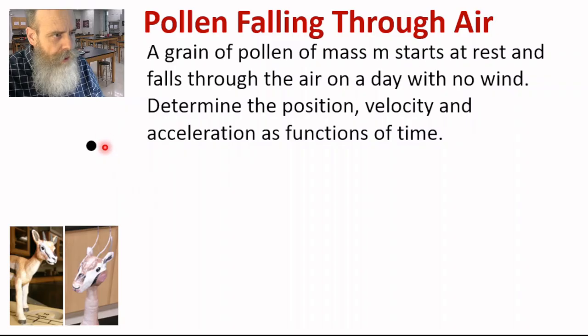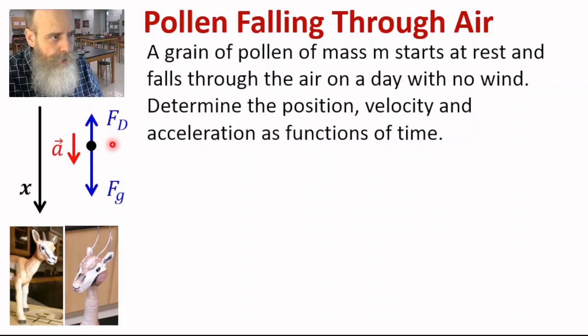The dot represents the grain of pollen. Force of gravity, Fg, is down. Drag force, Fd, is up. Acceleration is down. And the x-axis is positive going downwards. And let's start it at x equals 0.